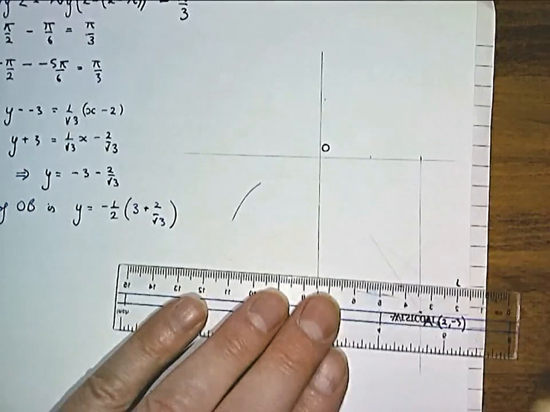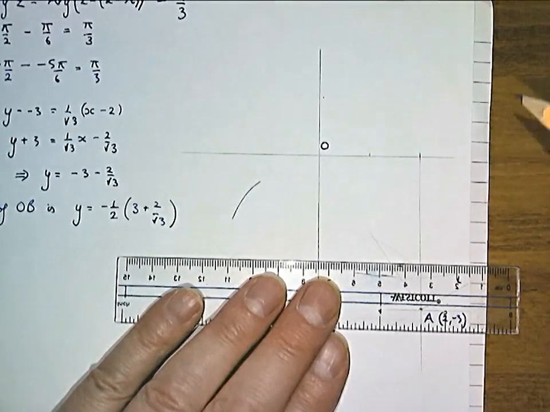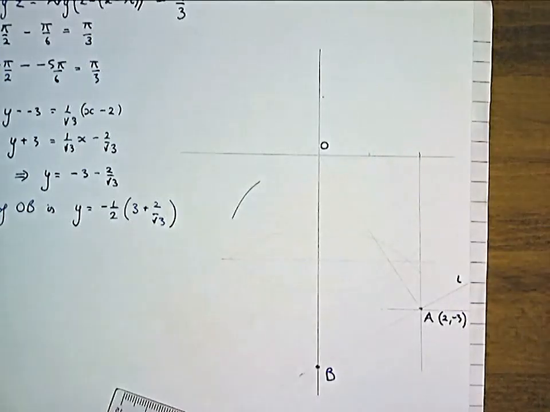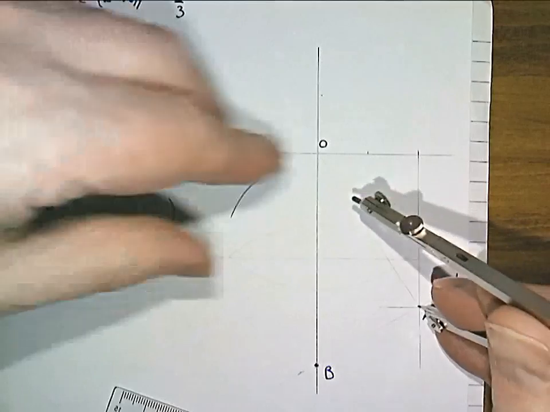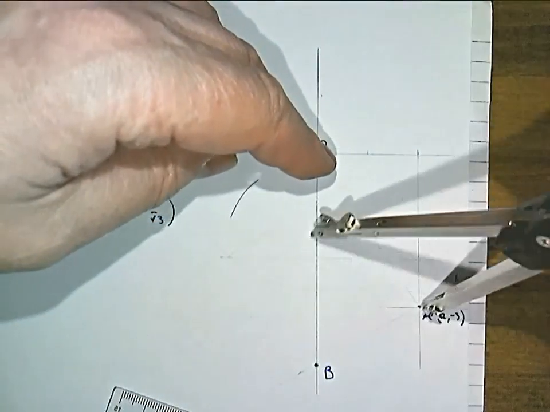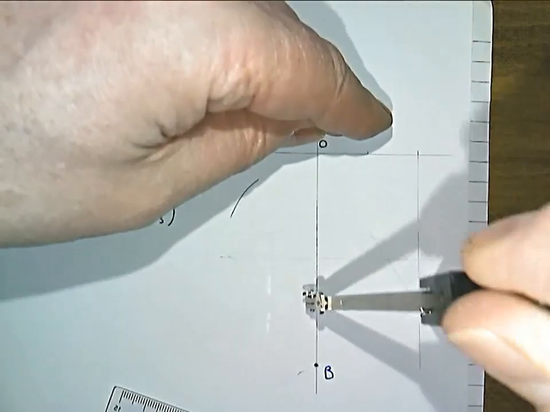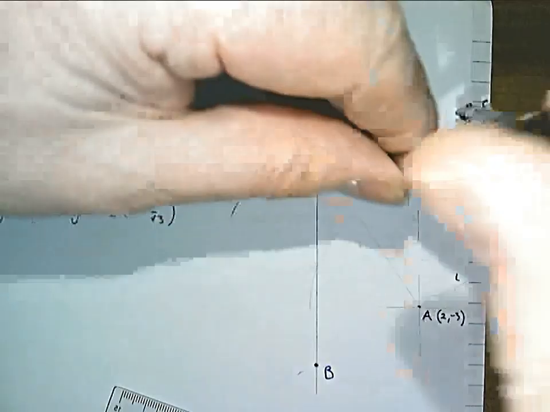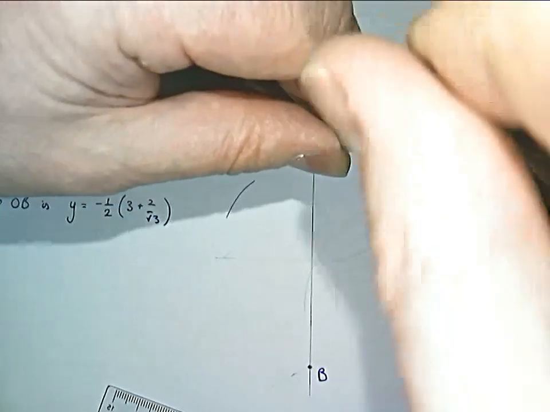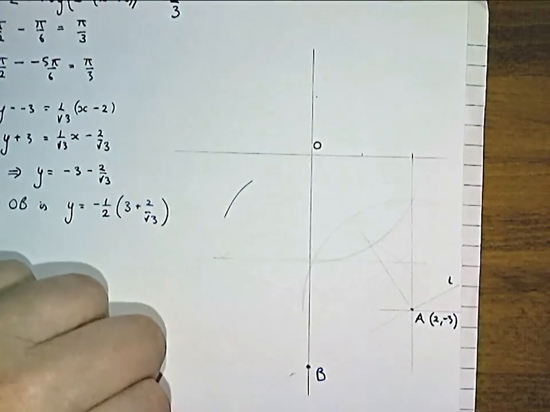So there's our perpendicular bisector. And while we're at it, we might as well do the perpendicular bisector of OA as well. So that's going to be coming down there and there.